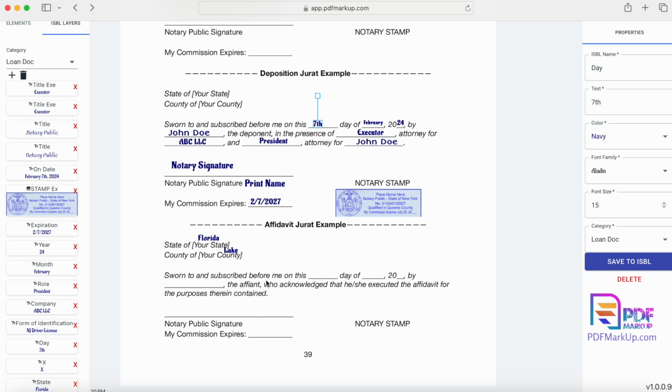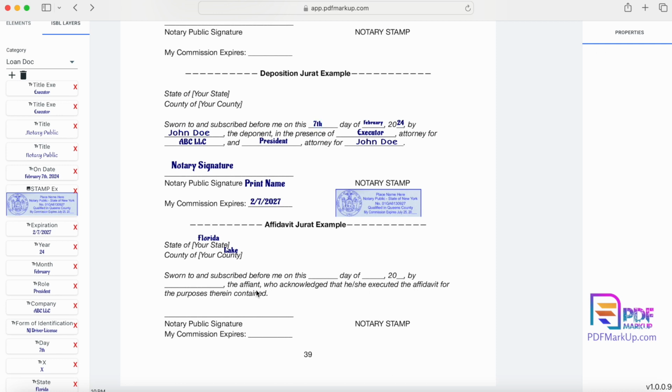Sworn to and subscribed before me on this blank day of blank 20 blank by blank, the affiant, who acknowledged that he or she executed the affidavit for the purpose therein contained. So, same thing. This one's a simple one as well. Put the dates.